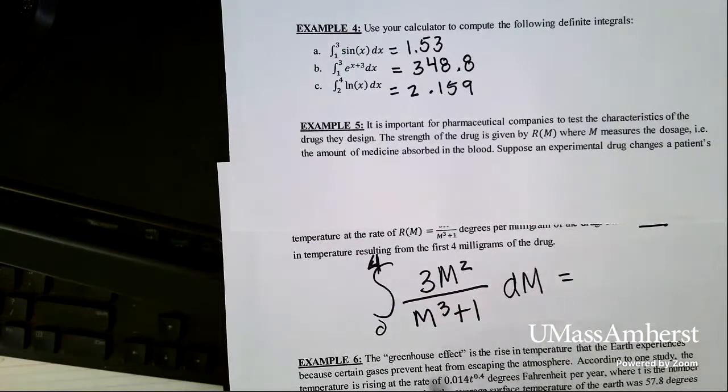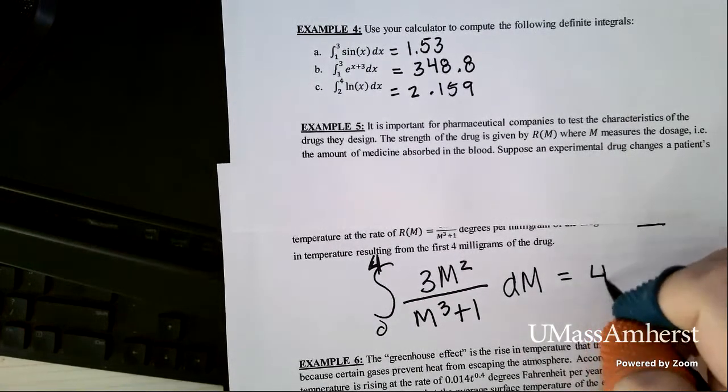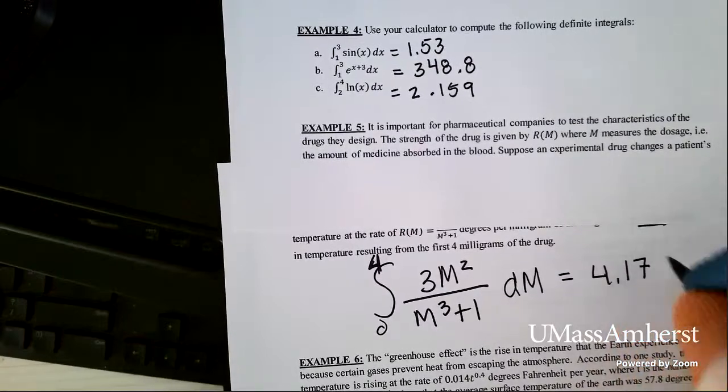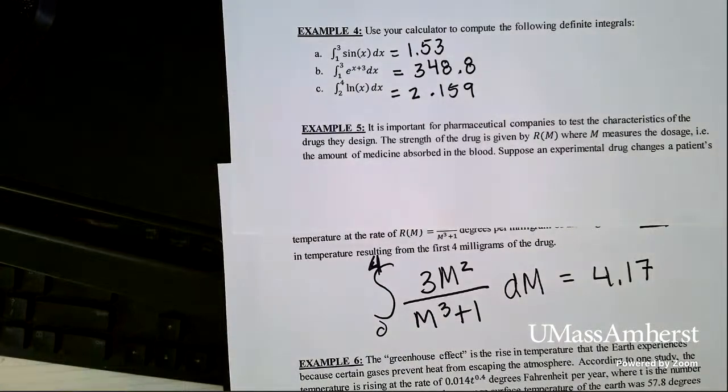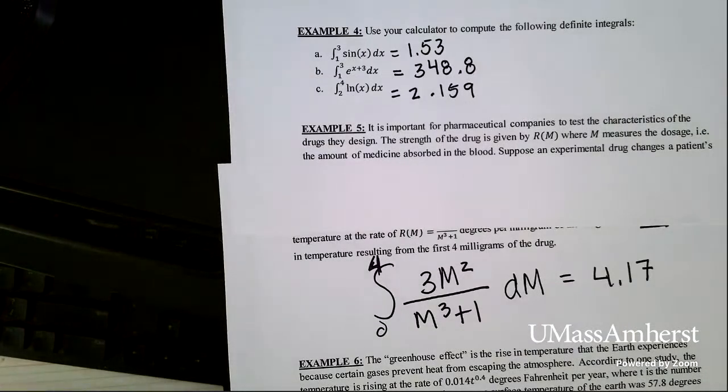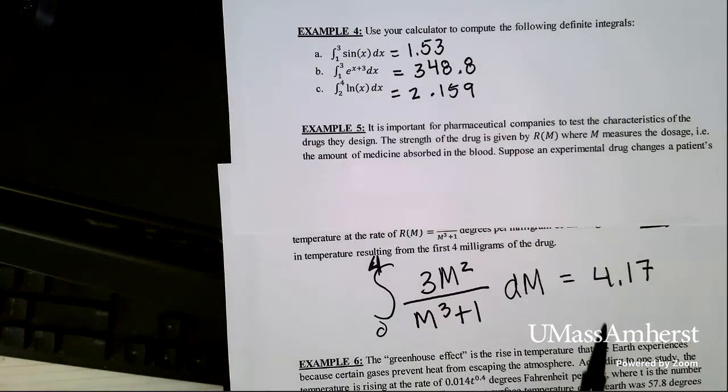And when we enter this in, we will get 4.17. So that means the total change in temperature is 4.17 degrees. We don't know this person's temperature because we don't know what their temperature started as. All we know is that it changed by 4.17 degrees.